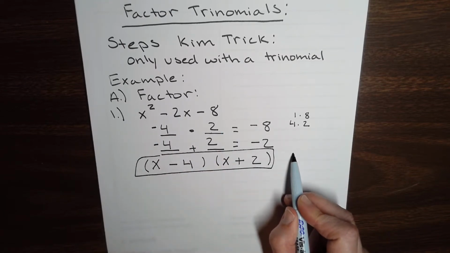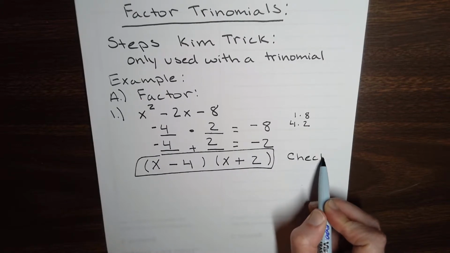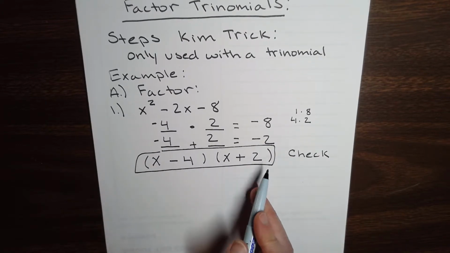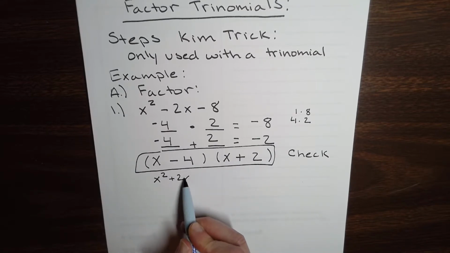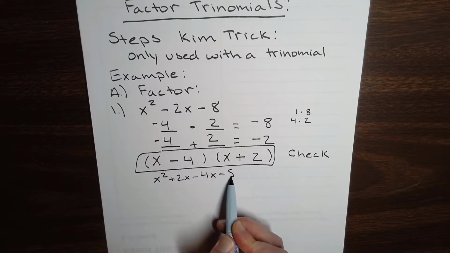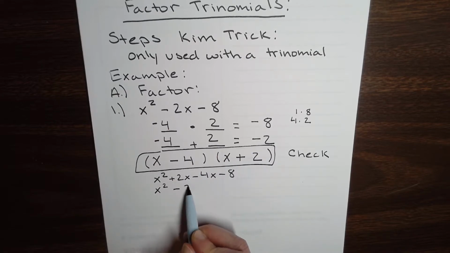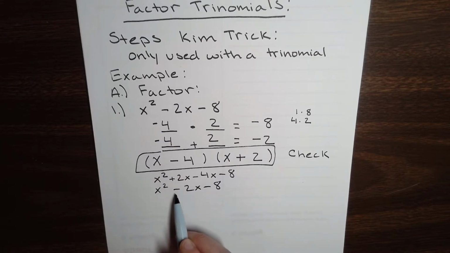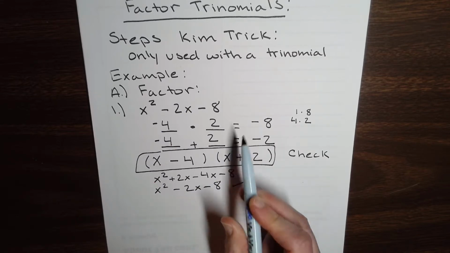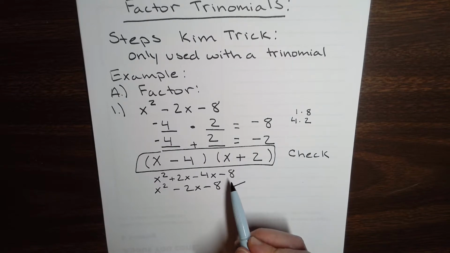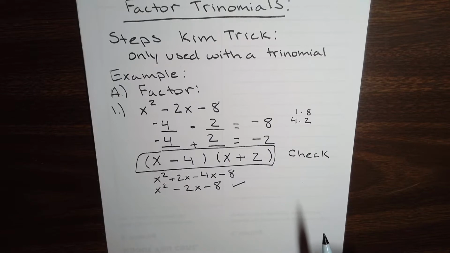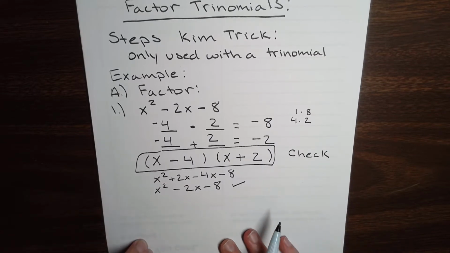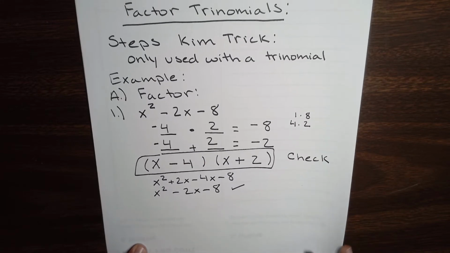Now, you could also check to make sure that's true by foiling. We've already learned how to foil, so I'll just do this quickly. If you foil this, you should get back your original trinomial that you started with, x squared minus 2x minus 8. So you know your factors are true. Okay, so that's using the Kim trick. Let's try another example using the same method.